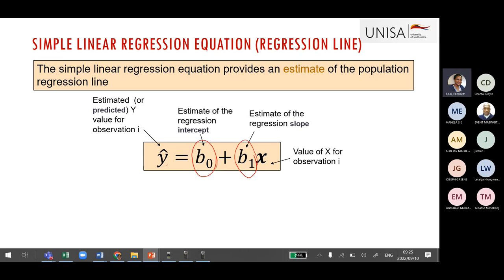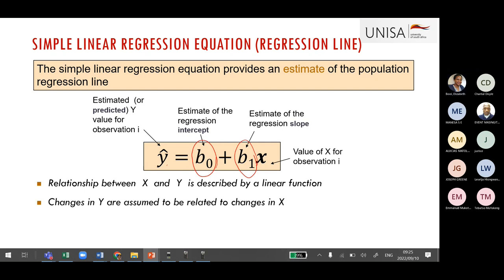We should be able to use the regression line to estimate the relationship between your X value and your Y value. And we should also be able to interpret the intercept and the slope. What do they mean in terms of the values that we are seeing? Your slope will always tell us the change in your Y value as it relates to the change in your X value.